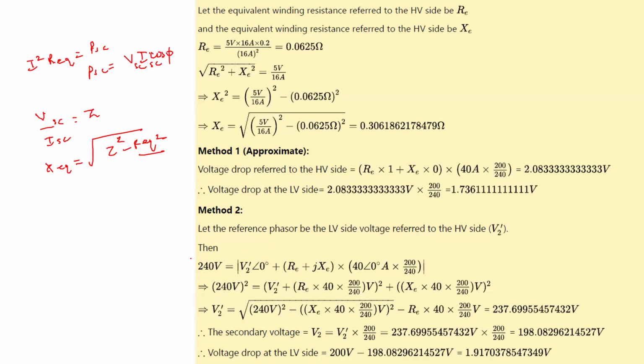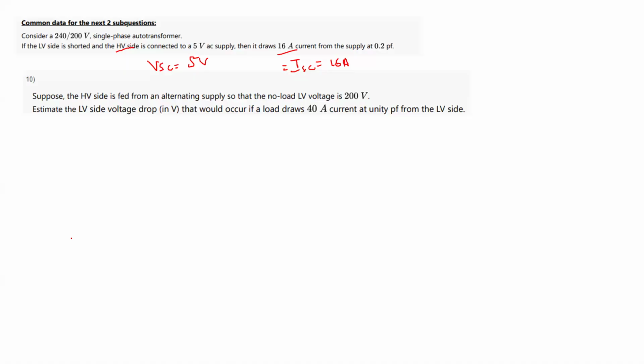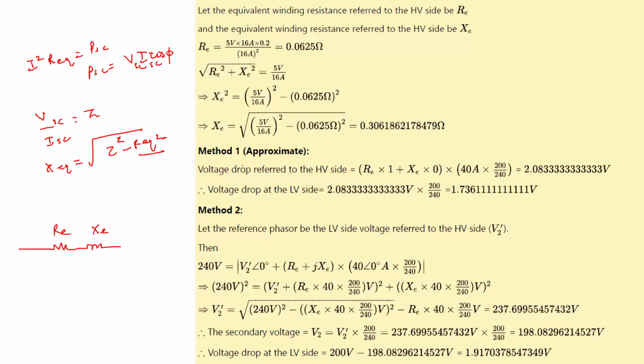So let us see what we will do. R equivalent, X equivalent. Now this R equivalent and X equivalent, we have to refer to the LV side. First of all, we have done the SC test on the high voltage side, so we have gotten these parameters as RE high voltage and XE high voltage. So I am drawing this for the low voltage side. It is like this.